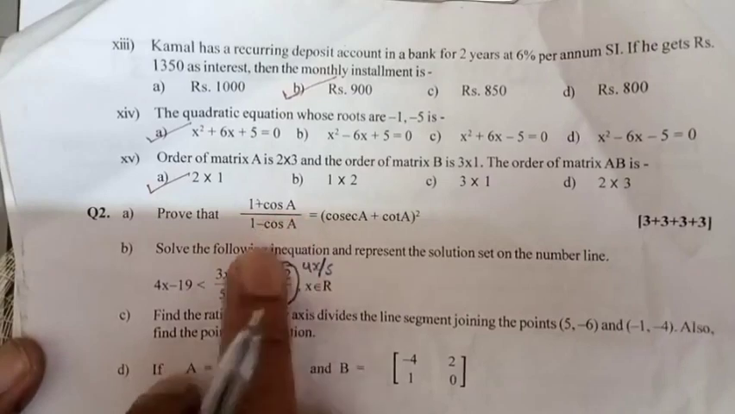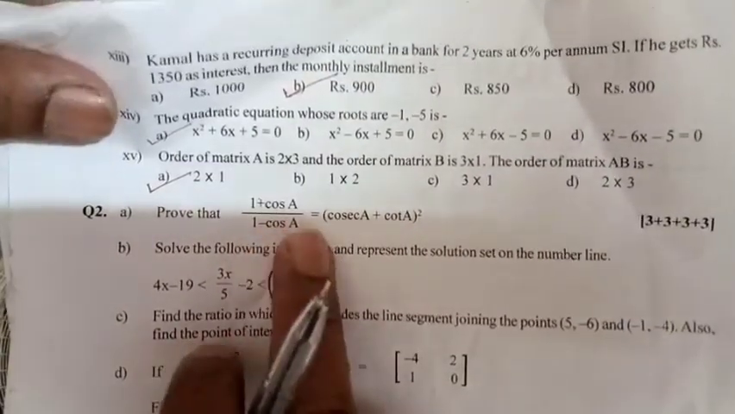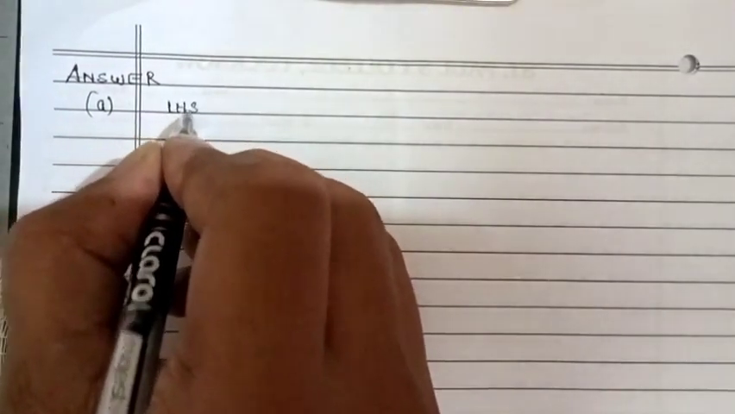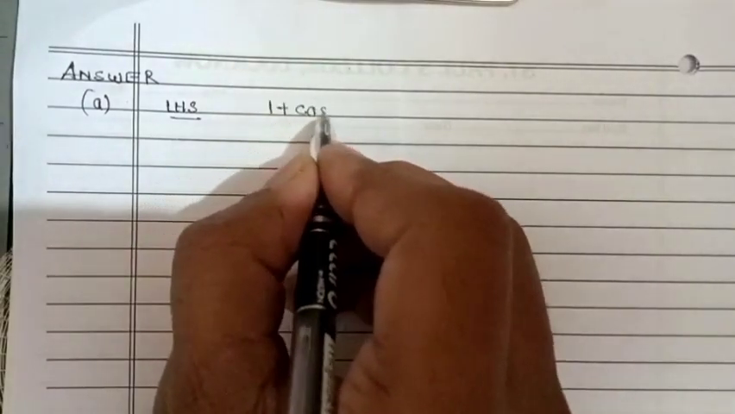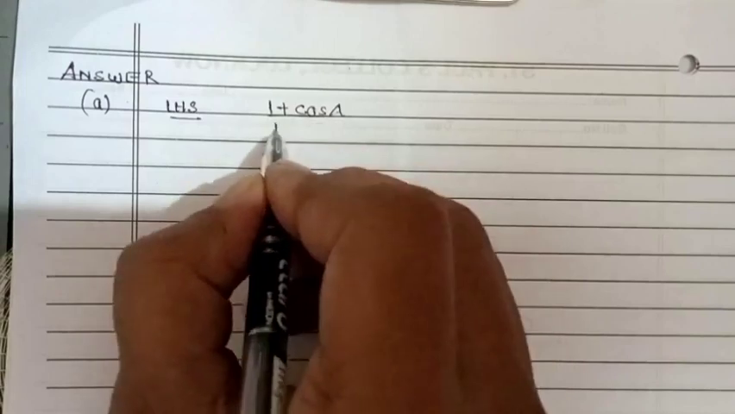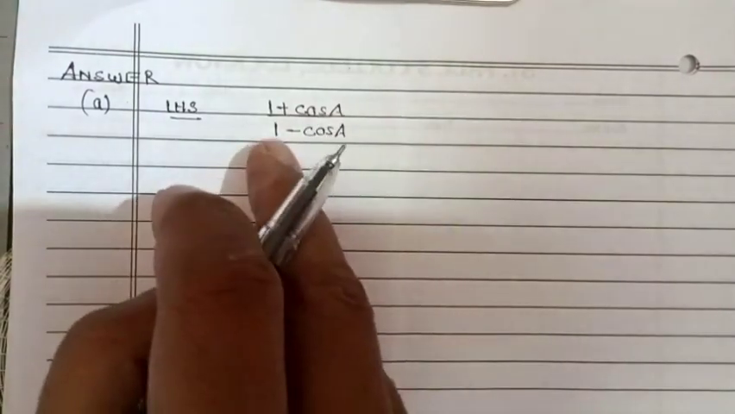So we have the answer to the first part. In the first part, they have asked you to prove that 1 plus cos upon 1 minus cos is equal to this. This you have to prove. So let's start with the left hand side. It's 1 plus cos upon 1 minus cos.